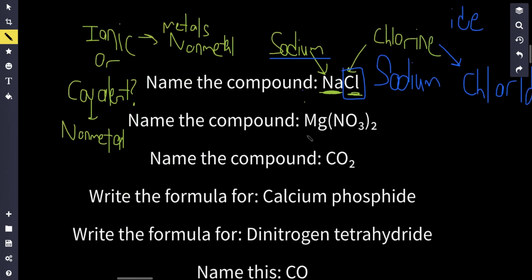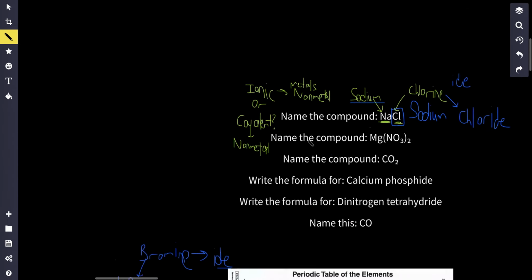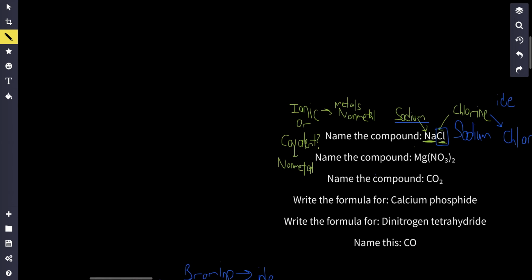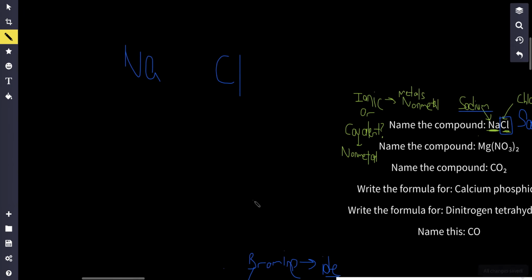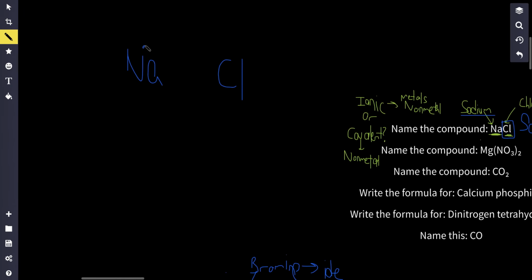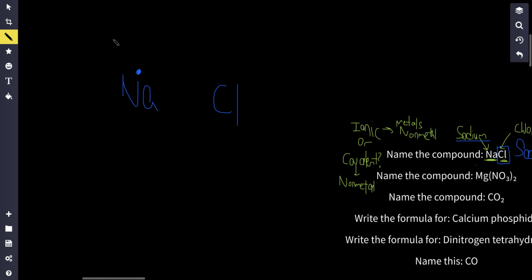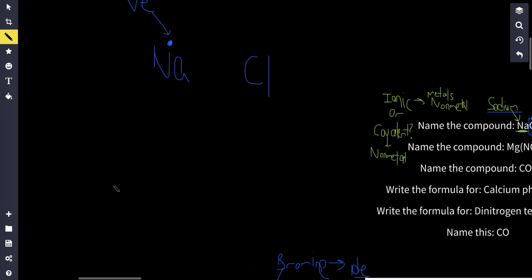Now, remember back to ionic compounds. If we dig a little deeper into ionic compounds, what's happening? Let's say we have Na and we have Cl. Now, Na has something known as one valence electron. Basically, the valence electron just represents an electron on the outermost shell of an atom.